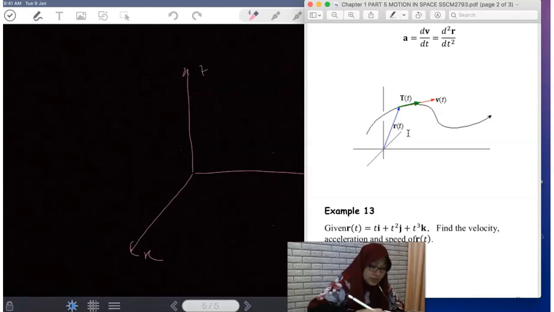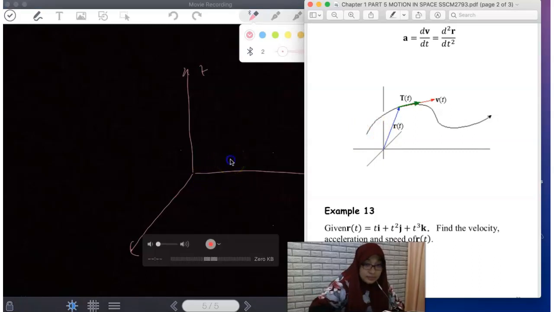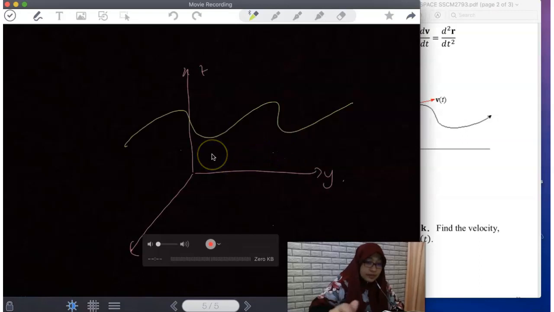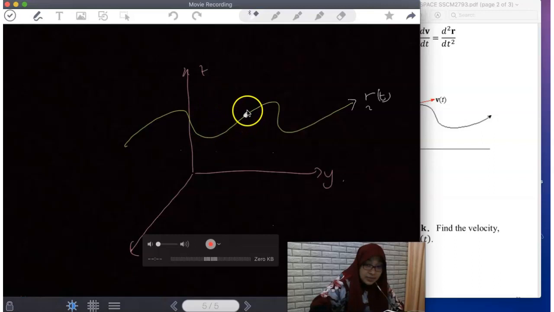Okay, so let's say this is your path. Okay, that is your path. So let's say you choose a single point over here. Okay, so what is the position vector there? So this is the vector r. So in general, on this point you must have some specific value of t, right? So now you label the position vector for this particular point.